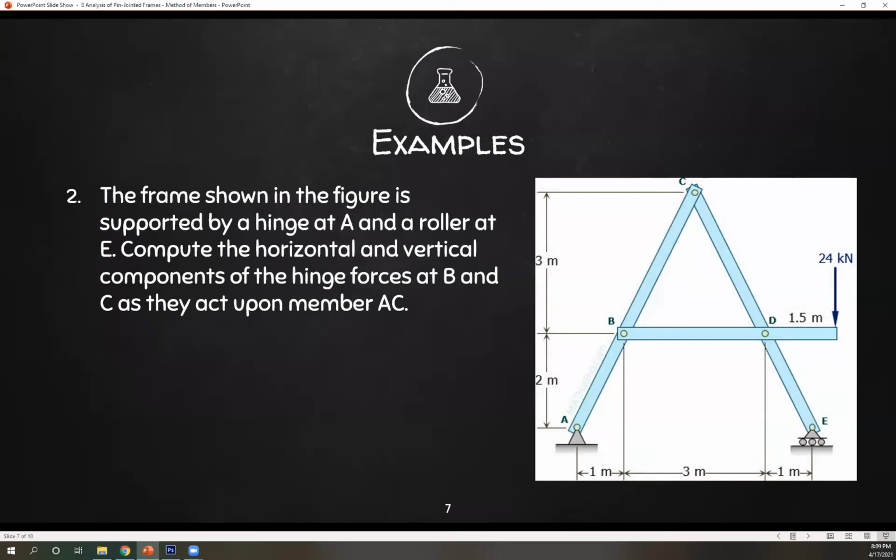The frame shown in the figure is supported by a hinge at A and the roller at E. Compute the horizontal and vertical components of the hinge forces at B and C as they act upon member AC.